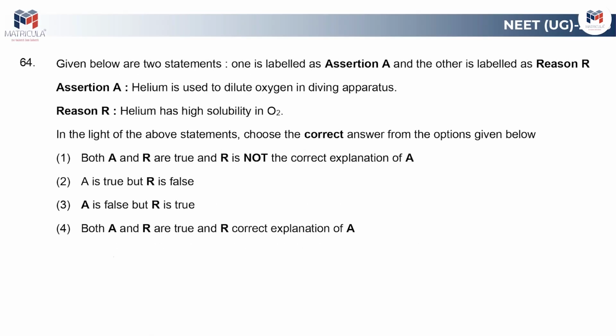Given below are two statements. One is labeled as assertion A, the other is labeled as reason R. Assertion A. Helium is used to dilute oxygen in diving apparatus. Reason R. Helium has high solubility in O2. The answer is option number 1. Both A and R are true and R is not the correct explanation of A.